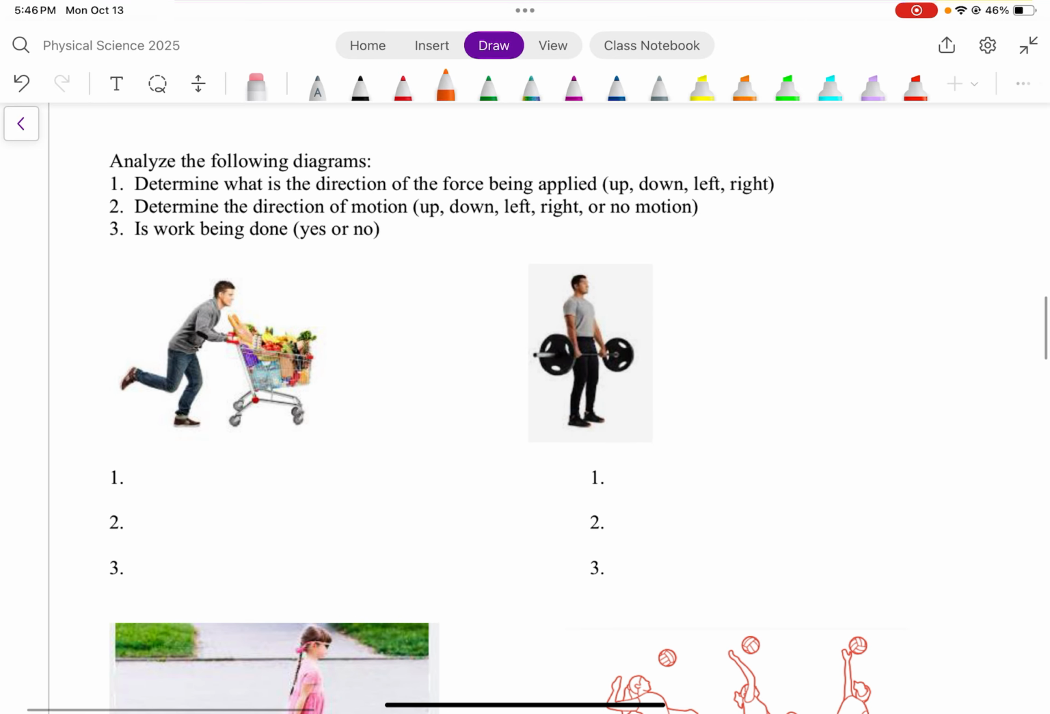If I look at these, it says analyze the following diagrams. And number 1, determine what direction is the force being applied. Well, it looks like this guy's pushing a cart, so his force is going that way. So number 1, I'm just going to do that. The motion, the cart would also be moving forward. I'm going to go that way. Is work being done? Well, since the direction of the force and the direction of motion are in the same, and then you would just do similar to each one of those. Remember, if the direction of the force and the direction of motion are not in the same, then work is not being done on that object. We'd have to reanalyze and figure out where the work's being done.